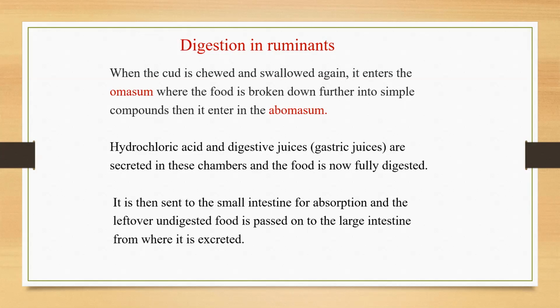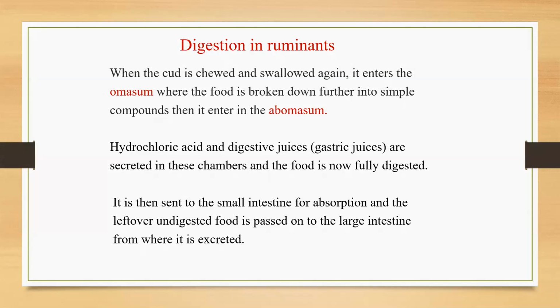So these are the four chambers through which the food travels before digestion in these animals. These animals are responsible for digesting the cellulose present in the food material. How do they digest it? The hydrochloric acid and the digestive juices secreted in these chambers slowly digest this food.